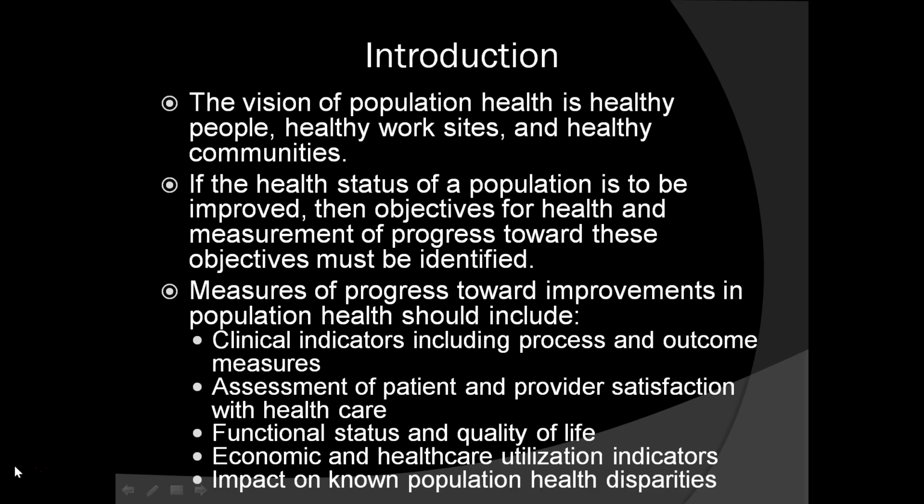If the health status of a population is to be improved, then objectives for health and measurements of progress toward these objectives must be identified. Now, measures of progress toward improvements in population health should include clinical indicators, including process and outcome measures, assessment of patient and provider satisfaction with healthcare, functional status and quality of life, economic and healthcare utilization indicators, as well as impact on known population health disparities.